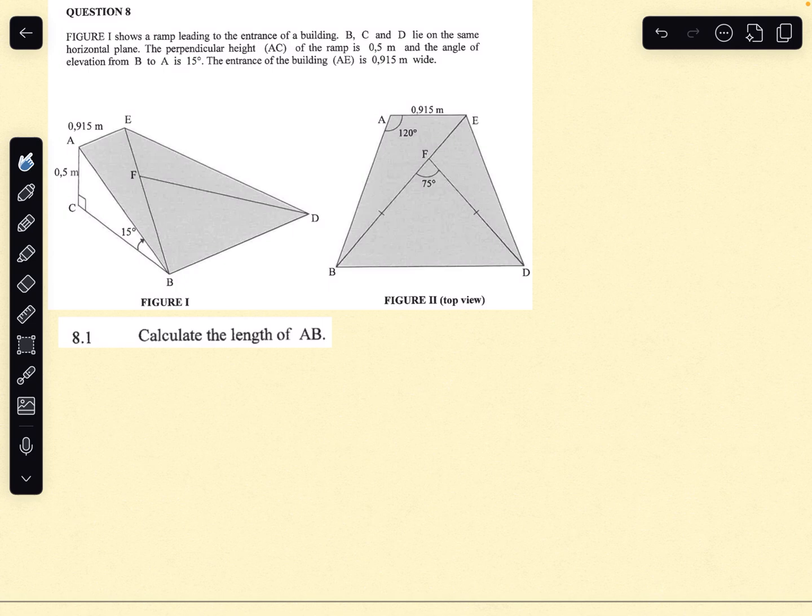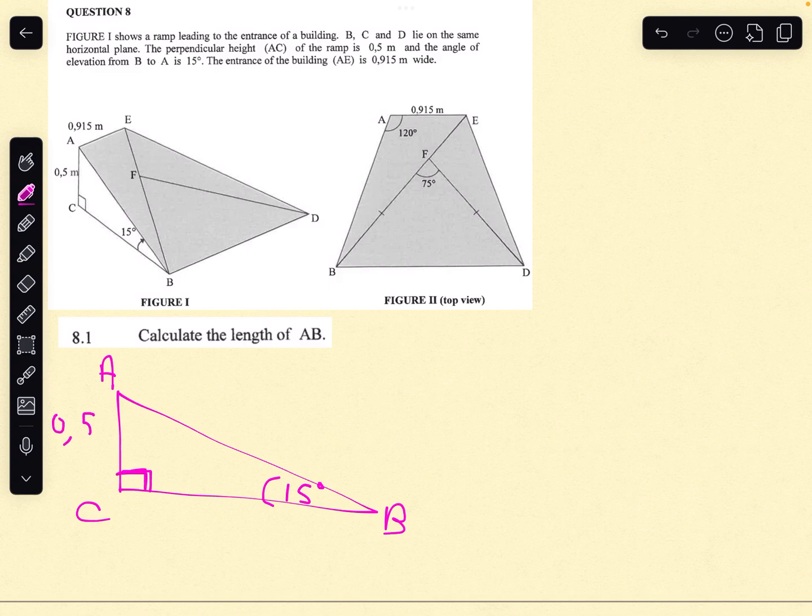Okay, we're not talking about figure 2 yet, so let's just focus on figure 1. The question says calculate the length of AB. If we just extract what's going on that side of the world, this is ACB. We've been told that this is 15 degrees. That's a right angle. We've been told that this is 0.5 meters. And we need to work out the length of AB. So this is a SOH CAH TOA candidate. We've got this angle, the side opposite to it, and then the hypotenuse. So we're going to use sine.